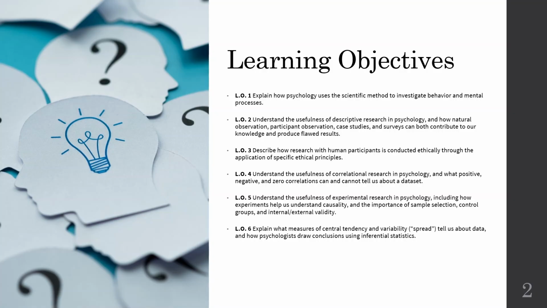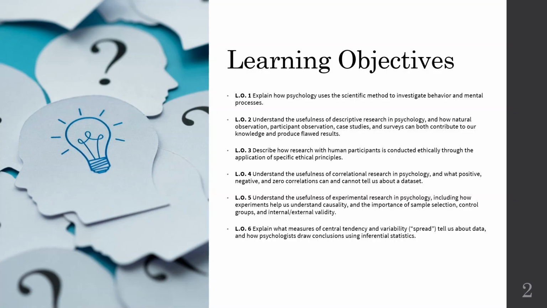Then we'll talk about ethics in psychological research, some of the principles we have to abide by, and ways that we focus on maintaining ethical standards in our research. The fourth one is research in terms of correlations. Correlations have a very specific use in research, and it's important that we use and interpret them in the correct way.